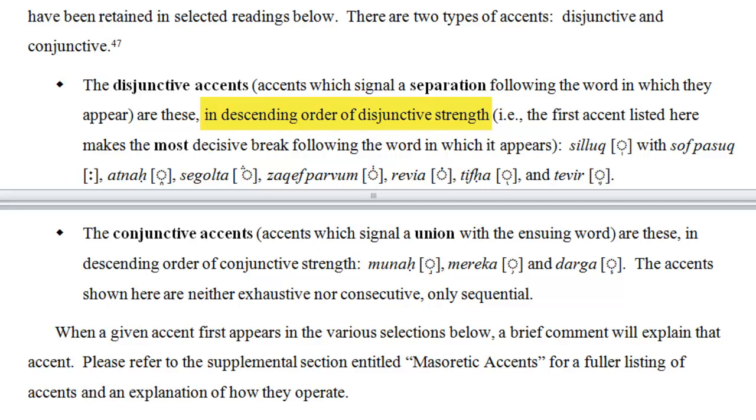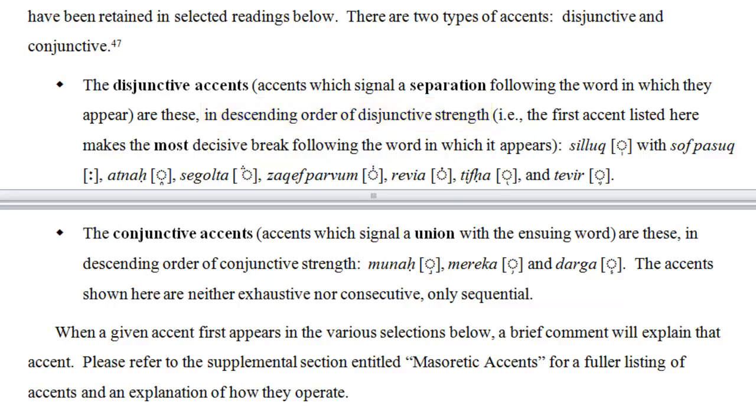In other words, the first disjunctive accent, known as siluk, which is combined with the sof pasuk, the verse end marker, this constitutes the strongest, the most decisive break, and understandably so, for it lands at the end of a verse. In contrast, the last disjunctive accent, at least for those collected here in this introduction, is known as tevir. This will signal the weakest disjunction with the ensuing word.